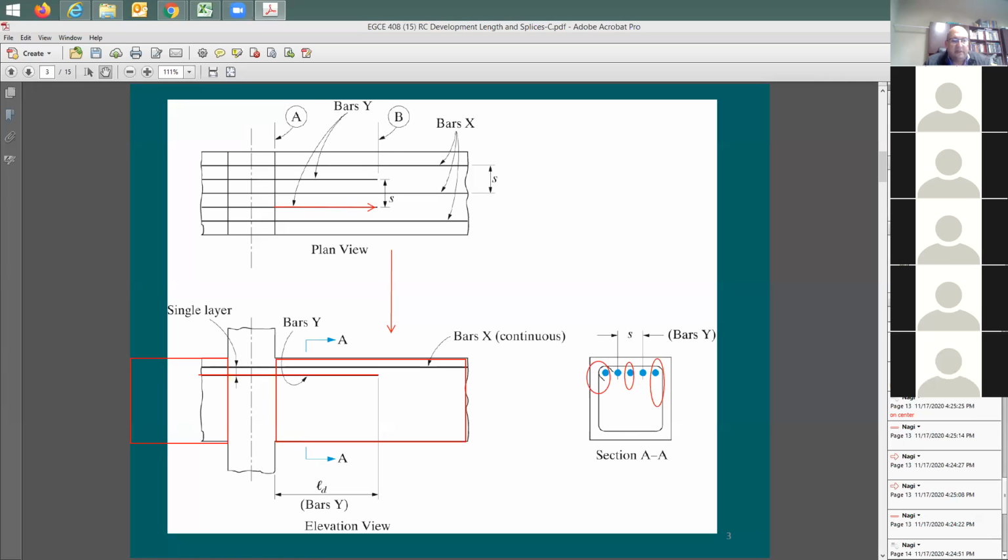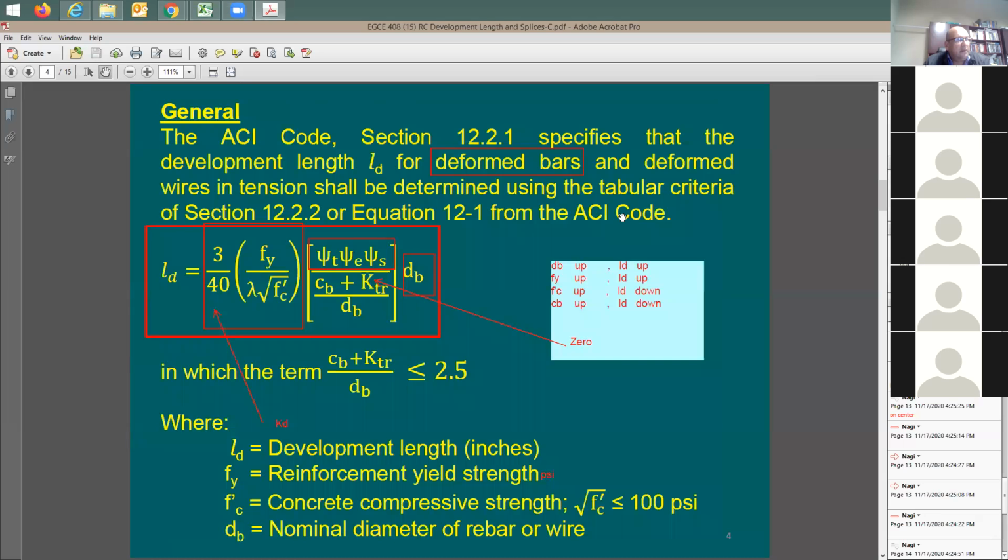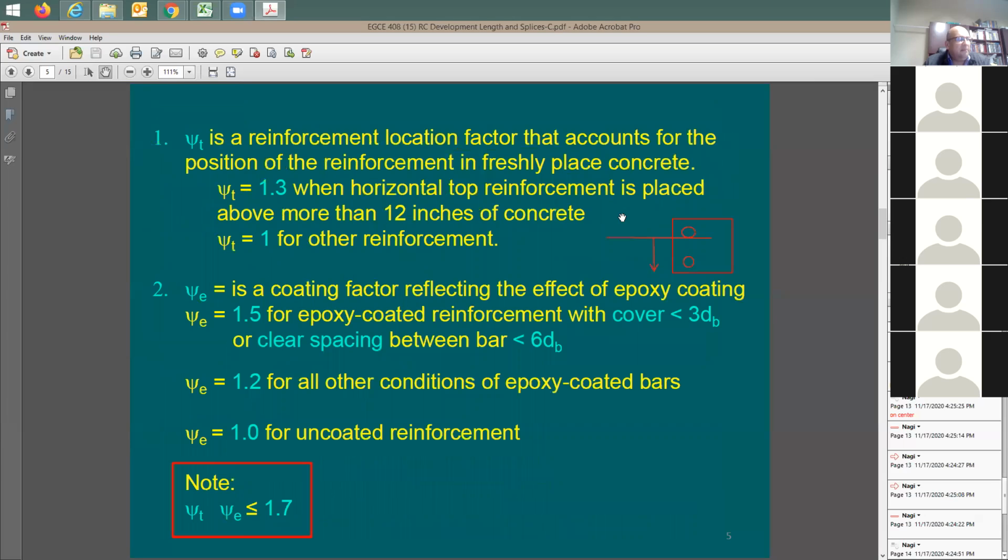I have a question, Professor. Yes, absolutely, go ahead. For epoxy coated, how did we get 1.95? Okay, the epoxy coated is not 1.95. Let me go through the epoxy coating again, because we said that it was greater than 1.7. Yes, absolutely. I'm coming to it. I just want to review.